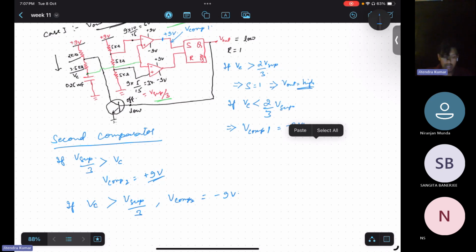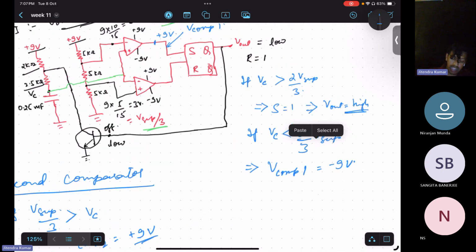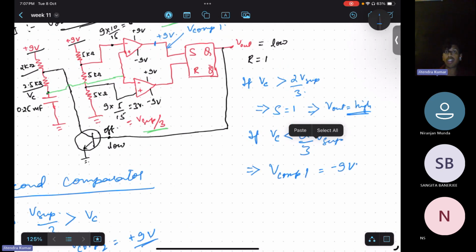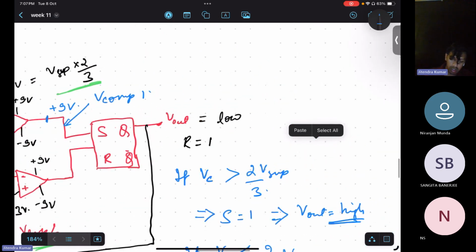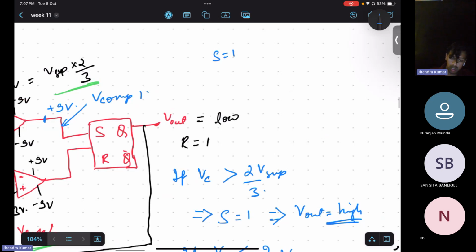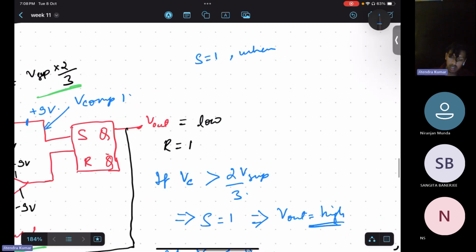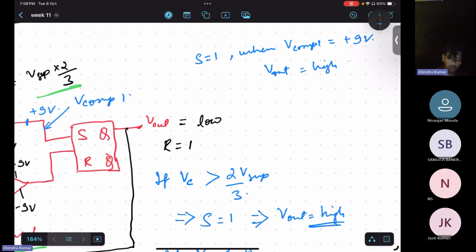Now we have to feed S or R. So S or R will either take 1 or 0 from the flip-flop terminology. Okay. So S will be equal to 1 when the output of the comparator will be plus 9 volt. So S will be equal to 1 when V comparator 1 is equal to plus 9 volt. Only when S is equal to 1, in that case, V output will be high. Okay, I hope this is clear.